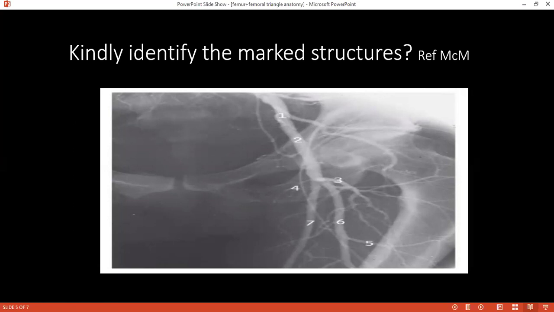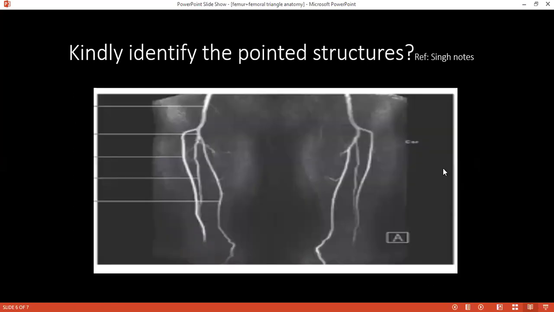Okay. All right, moving forward. Can you identify the marked structures beginning from here, please? Which vessel is this? And again, what type of image is this? It's also an angiogram. I think it's of the popliteal region. Very good. So then it will be easy for you to identify this vessel. It's the popliteal artery, yes. And then number 2, this one. This one is the tibioperoneal trunk.